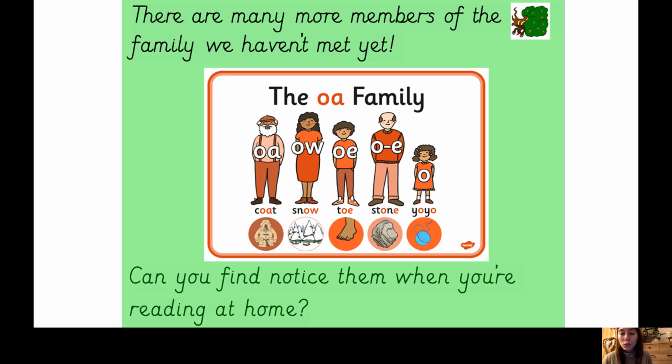At some point, not this week, but in the future, we will meet the other O family members. So I wonder, whilst you're having a go at reading things at home, maybe you could see which O family members you can notice in books or in texts or in signs or things you read at home, and you could maybe note them down so that when we come together to look at the O family a little bit more, you might be able to remember some things you've seen before.